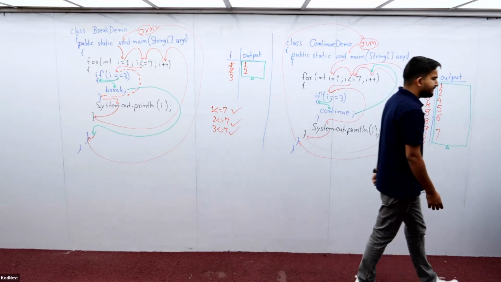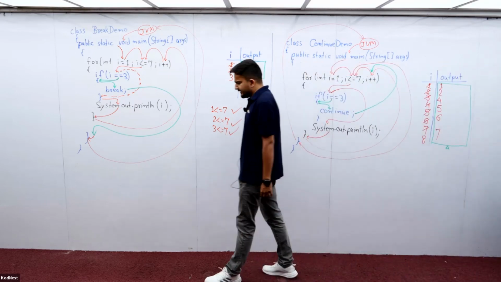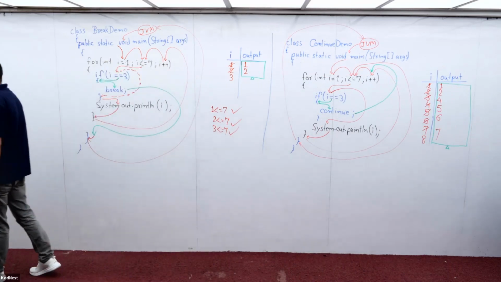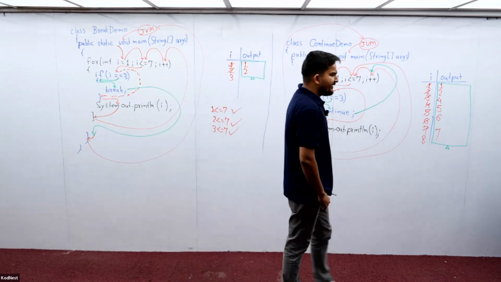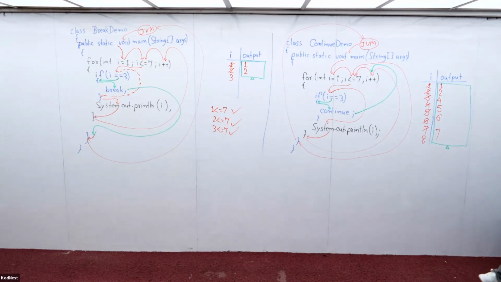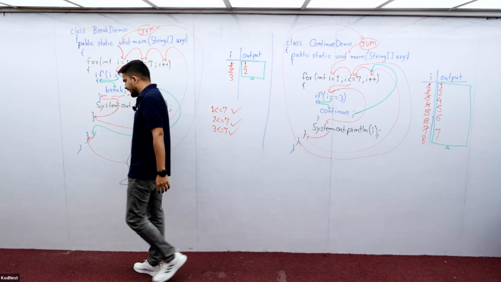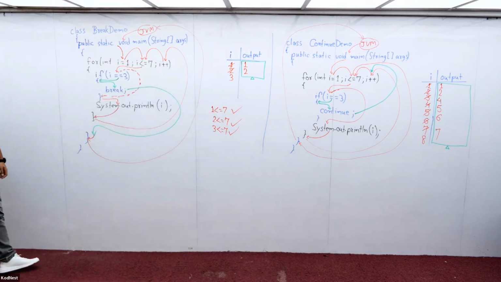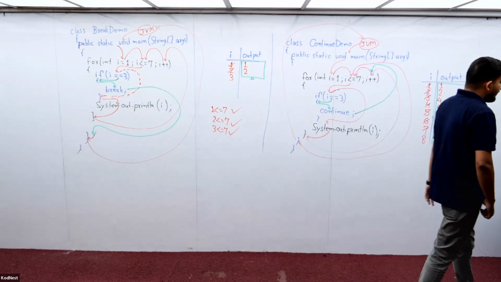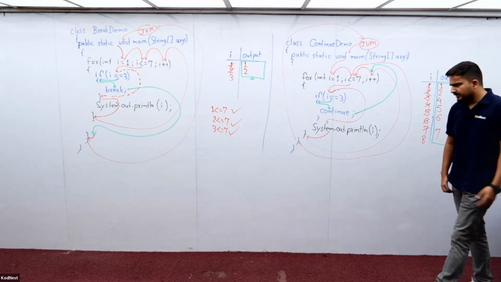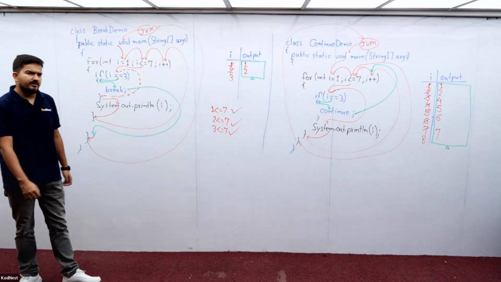Please write a point about continue. Continue is a jump statement in Java, which is used to skip the current iteration of the loop. Below that, you can write this as an example.